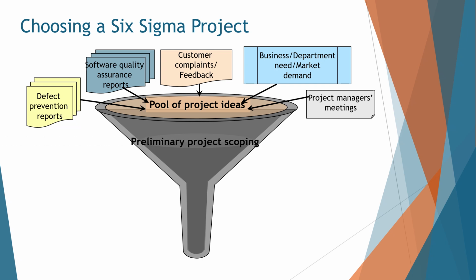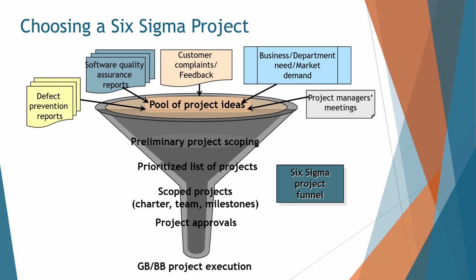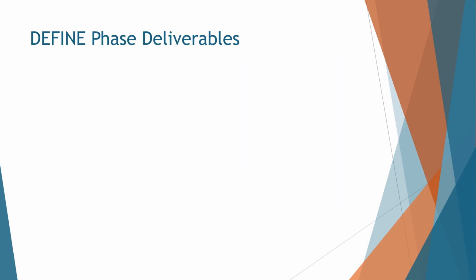This is preliminary project scoping, a prioritized list of projects, scoped projects. You have the charter, team, milestones. You have project approvals. And then the green belt and black belt project execution. This is the Six Sigma project funnel.